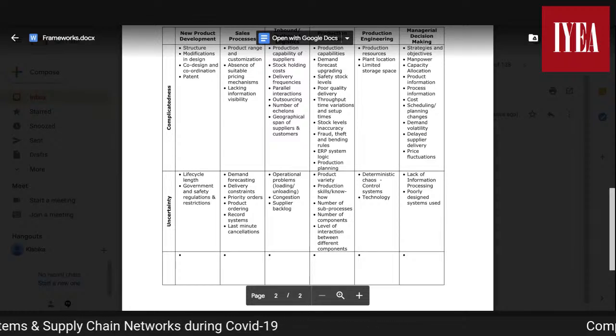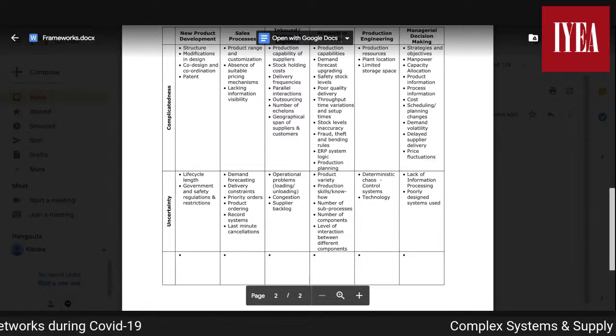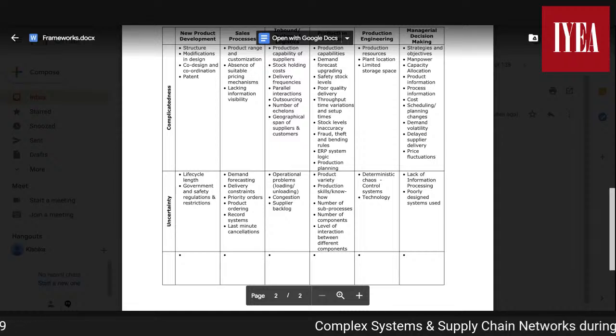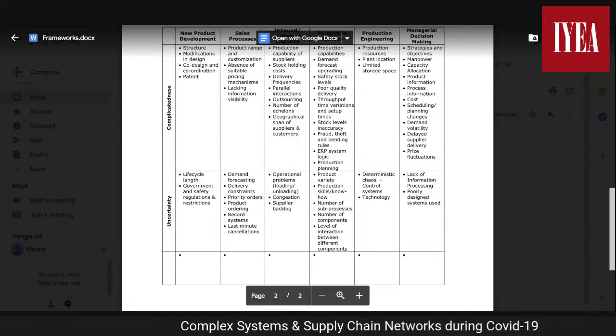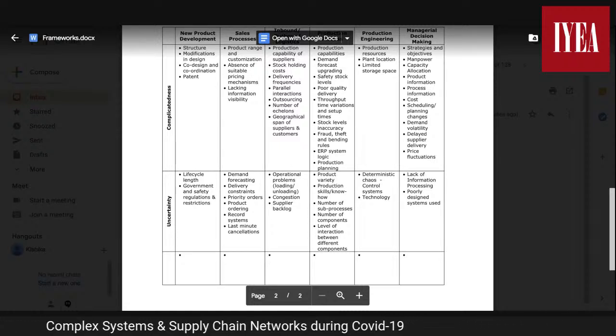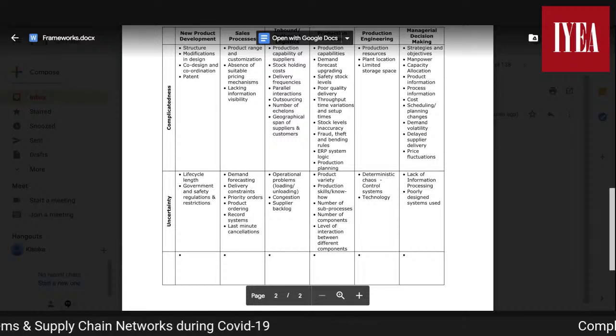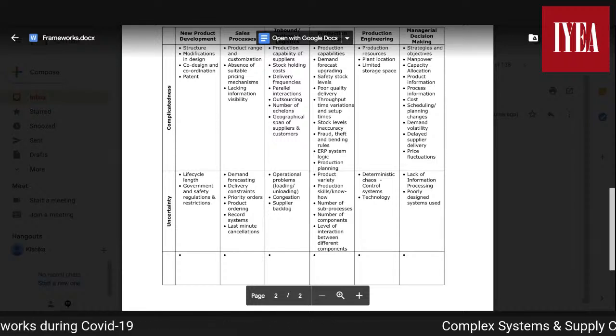So these are the two factors contributing to complexities within organizations and supply chains, i.e. uncertainty and complicatedness. I hope we got a pretty clear picture on this. Thank you, Kishika, for sharing the framework for me. Thank you very much.